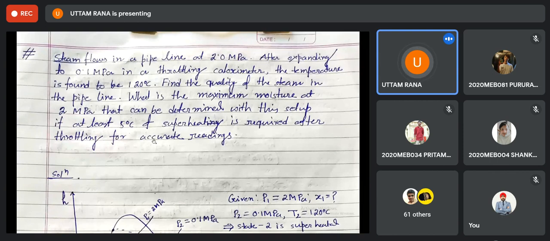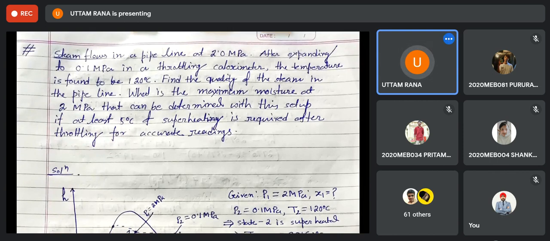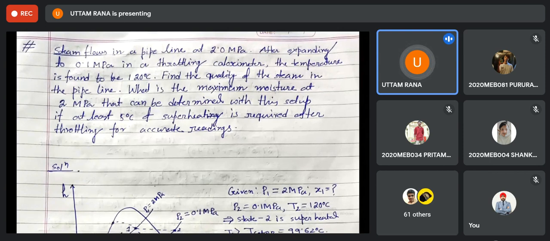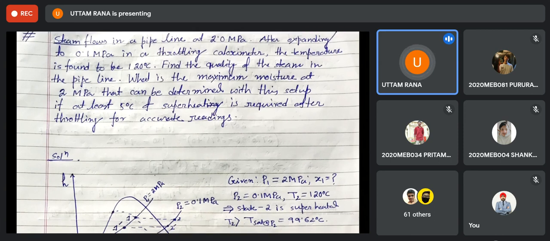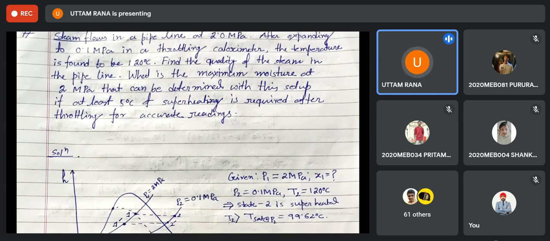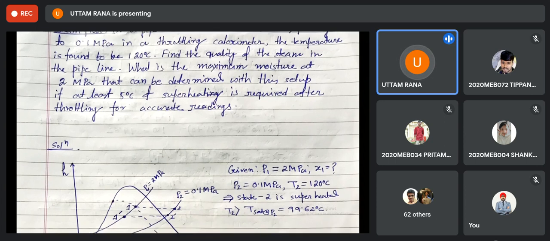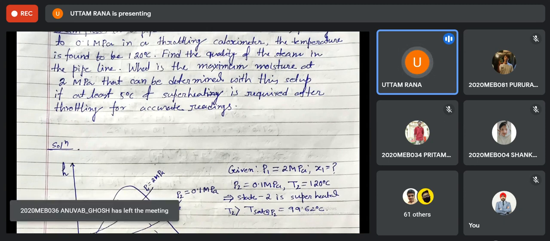So here's wet steam flows in a pipeline at 2 MPa pressure. After expanding to 0.1 MPa in a throttling calorimeter, the temperature is found to be 120 degrees centigrade. Find the quality of the steam in the pipeline. What is the maximum moisture at 2 MPa that can be determined with this setup if at least 5 degrees of superheating is required after throttling for accurate readings?